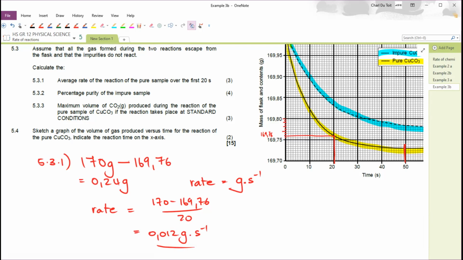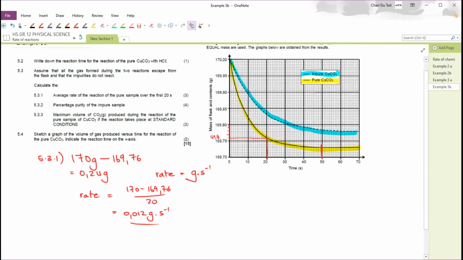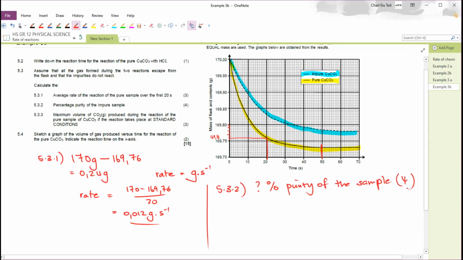Yes. Right, 4 marks. Percentage purity of the sample. This is difficult. This is a difficult example. What is the percentage purity of the sample? Okay, let's look at the equation. Do we have an equation for percentage purity? It's the impure mass divided by the pure one times 100. This is percentage purity.